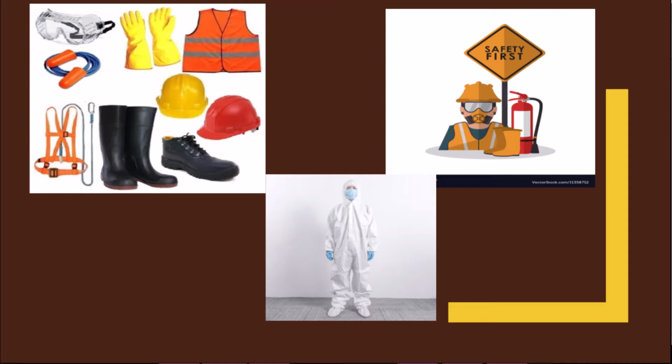In the second image, we can see a signboard on which it's written safety first, and a worker wearing all these safety equipments with a fire extinguisher behind his back. So this represents industrial safety. In the third picture, we can see a worker wearing a personal protective equipment kit, that is a PPE kit, which safeguards and ensures workers' safety at a workplace. All these safety parameters play a major role in industrial safety and industrial safety management.